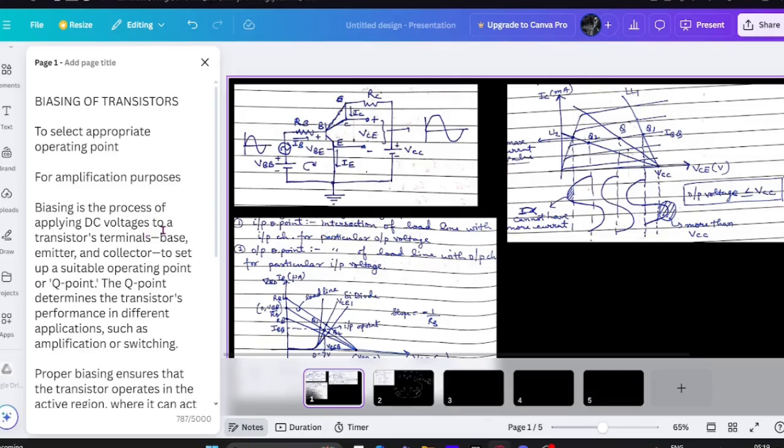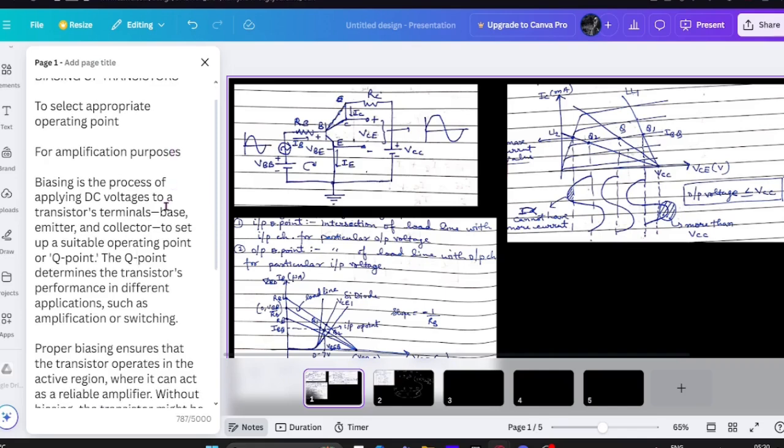Hello everyone, welcome to this session where we'll dive into the concept of biasing in bipolar junction transistors or BJTs, specifically for the three primary configurations: base bias or fixed bias configuration, emitter bias configuration, and collector bias configuration.